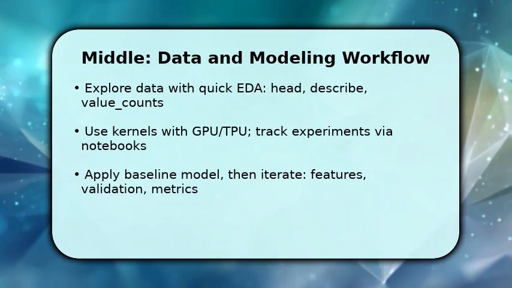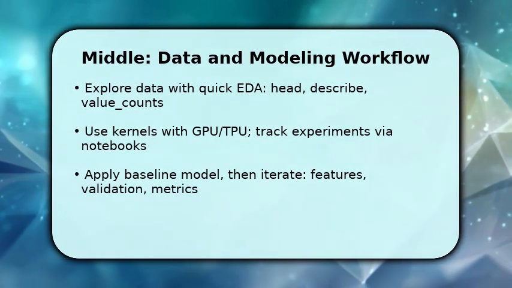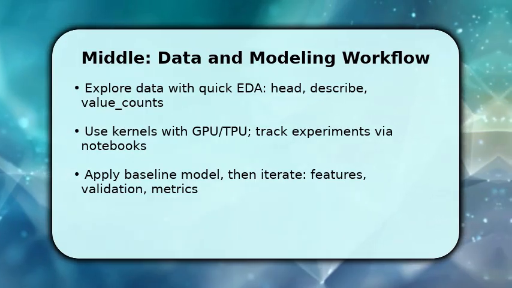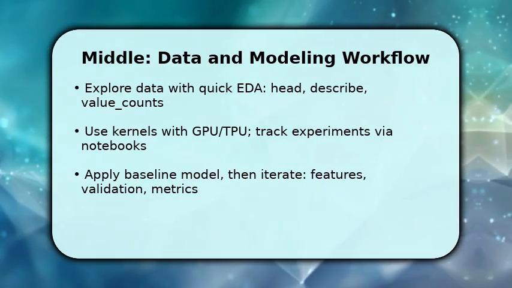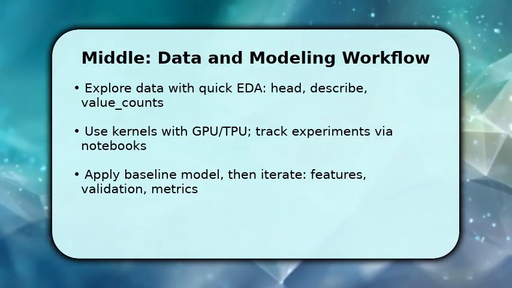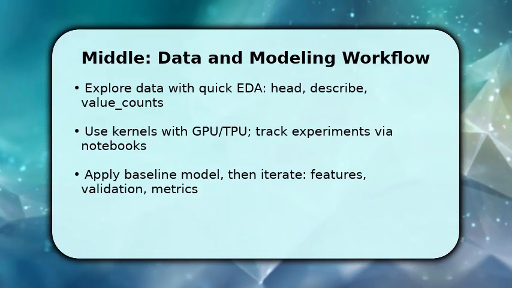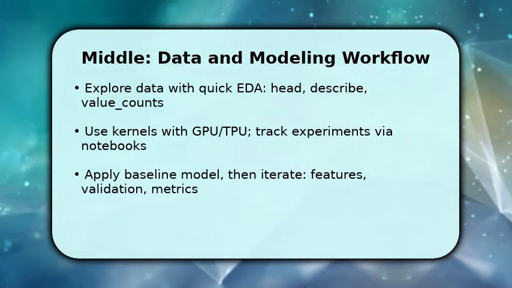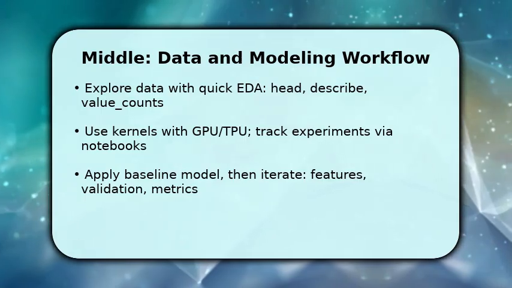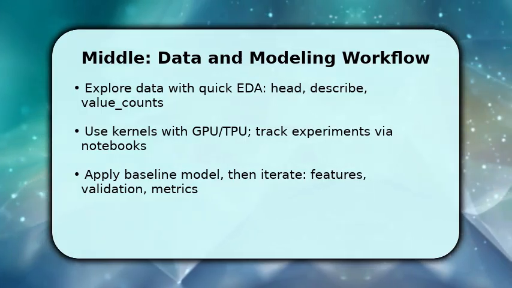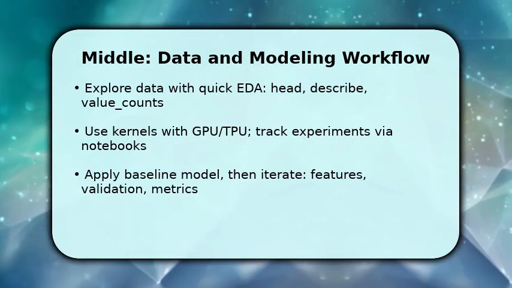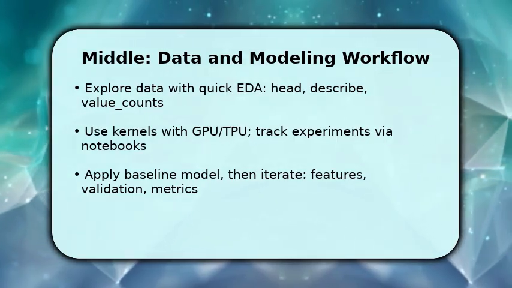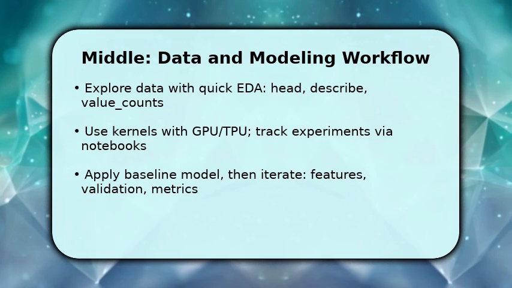Next, focus on exploring and iterating. You should run quick EDA to understand shapes, missingness, and class balance. Use head, describe, and value counts to spot issues. Then prepare a reproducible pipeline in a Kaggle kernel, enabling GPU or TPU if needed, and log versions and parameters. Start with a simple baseline model to set expectations, then iterate on features and cross-validation strategy. Make sure to validate rigorously, so your improvements are real and not just noise.